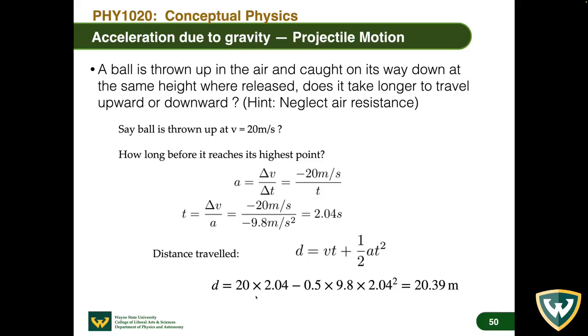V is 20 initially, t is 2.04 seconds, 1/2 gives me the minus the 0.5. A is minus, which is why I have a minus here, 9.8, and then t squared is 2.04 to the power 2. You compute this, you get 20.39 meters. So the ball will go up by 20 meters, which amounts to approximately 60 feet before it comes to a stop and accelerates backward towards the ground.